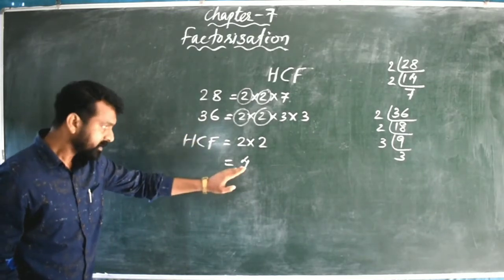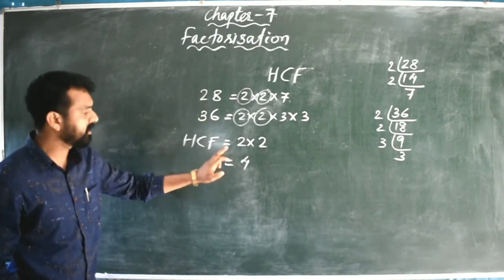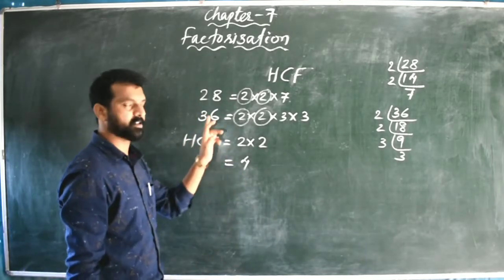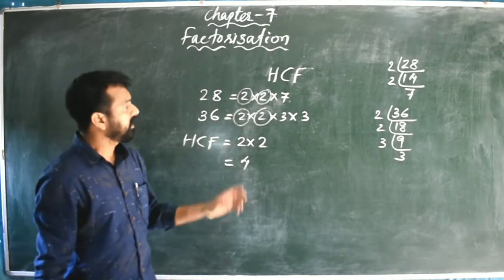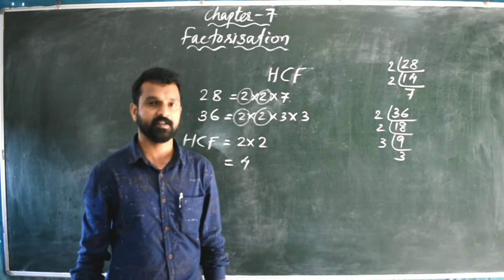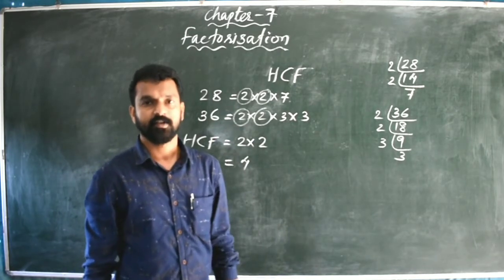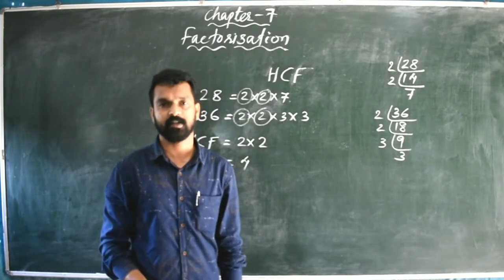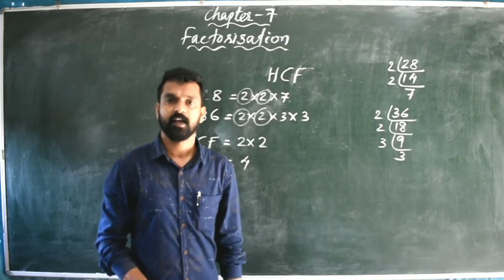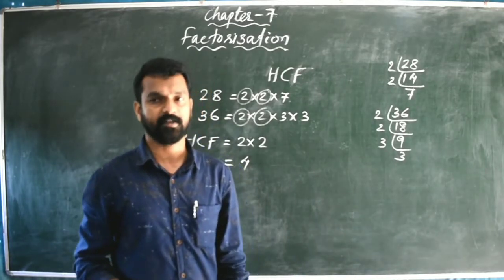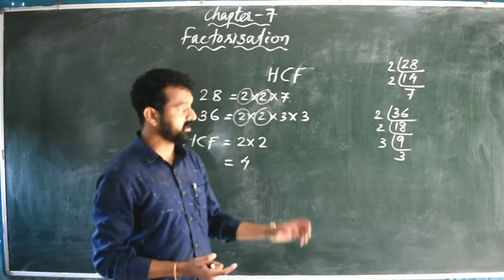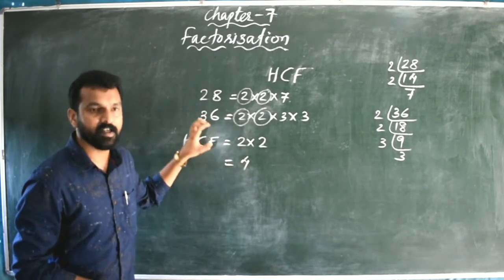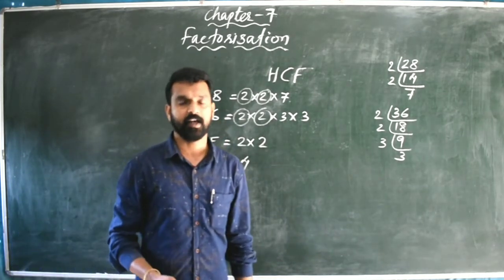That means we can divide both 28 and 36 by 4. This way we can find out the highest common factor of two or more numbers. And in algebraic expressions also, we have to find the highest common factor. Monomials we can factorize directly, and for a trinomial or binomial we have to find the HCF of the terms, and only after that can we factorize it. That is why I told you about the highest common factor. The same way we will do it in algebraic expressions also.